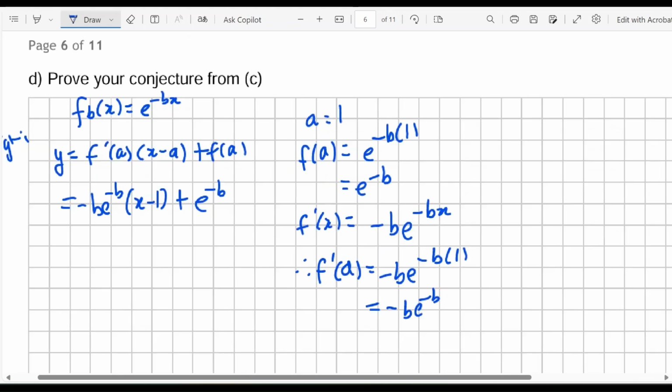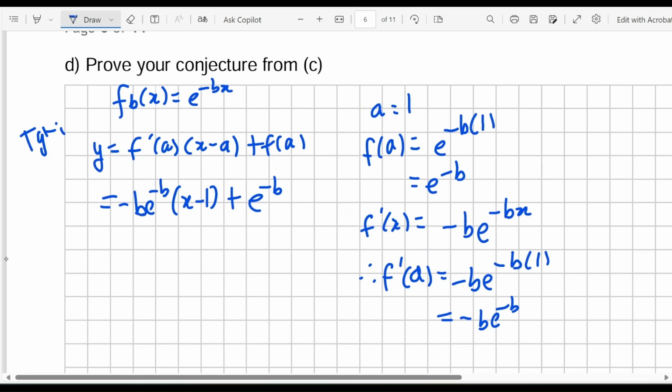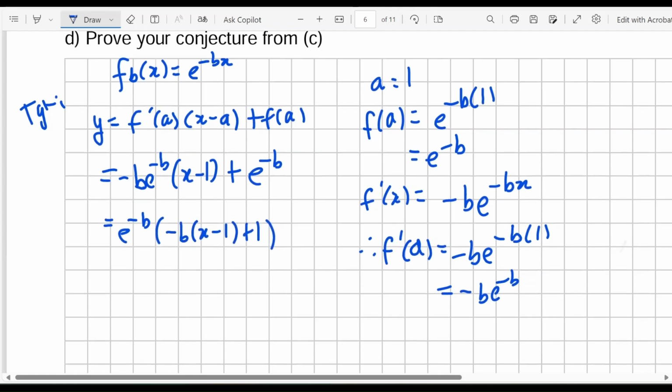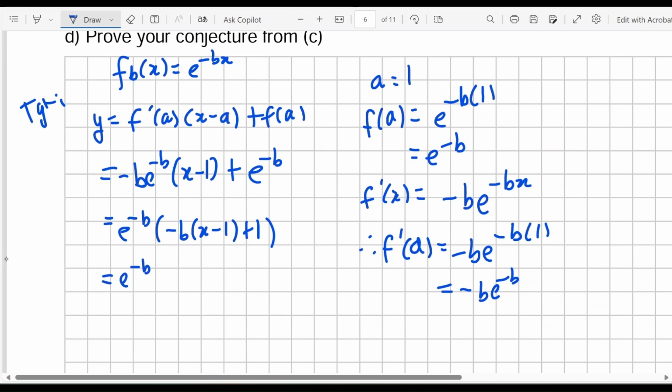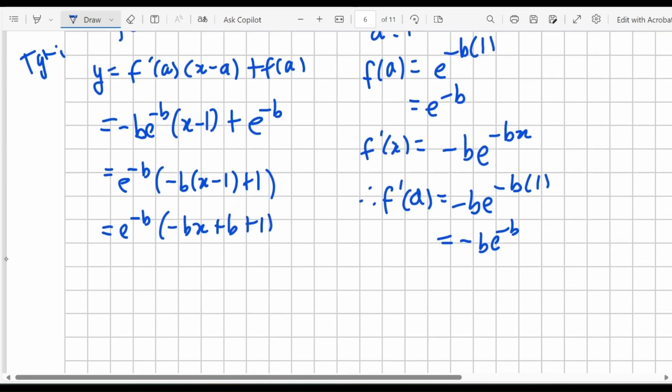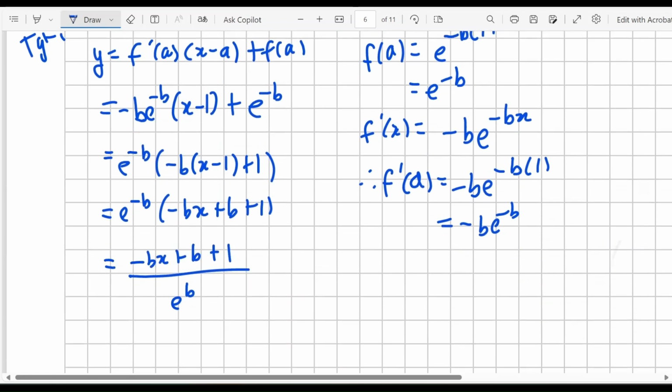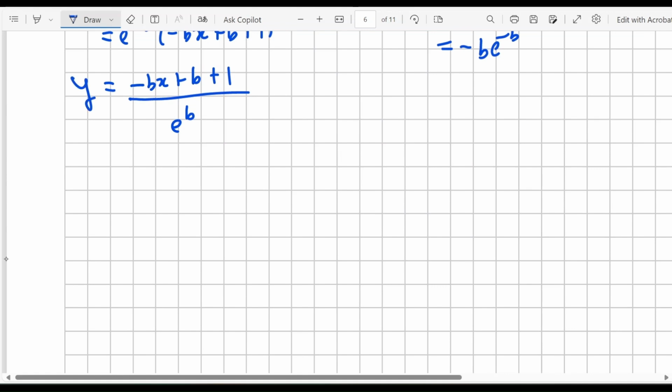We can do the exact same thing that we did before. So that's going to give us e to the minus b out as a common factor, times minus b, lots of x take 1, plus 1. And then that's going to give us e to the minus b times minus bx plus b plus 1. And that's e to the b on the bottom, and that's minus bx plus b plus 1 on the top. So that is our tangent equation.